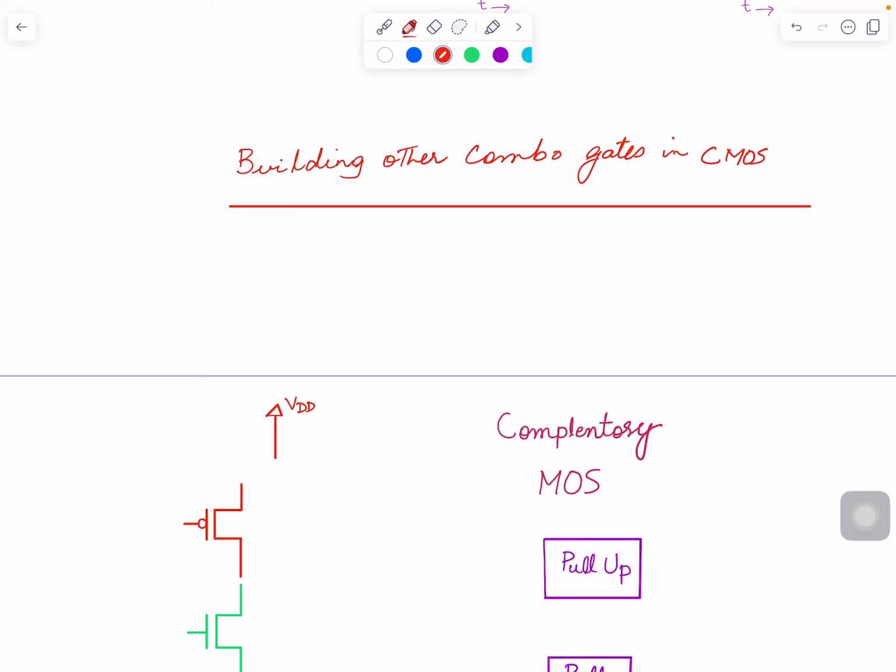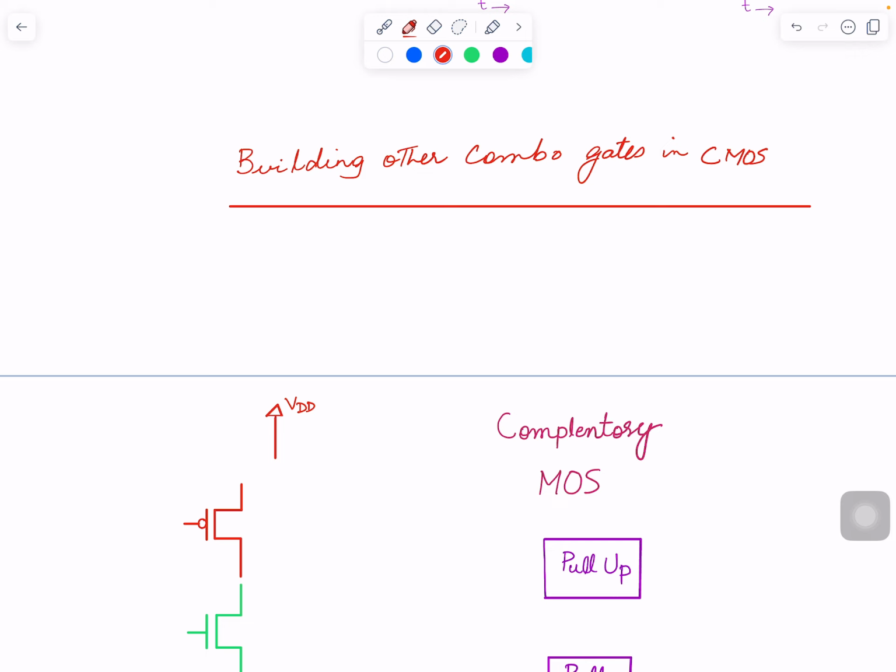Today's topic is about building other combinational gates, some of the simple gates. We look at inverters. So far we've been looking into the inverter from different angles: from delay, from power, from noise margins. And now we will look into how we can build some other gates like NAND, NOR, and NOR type.